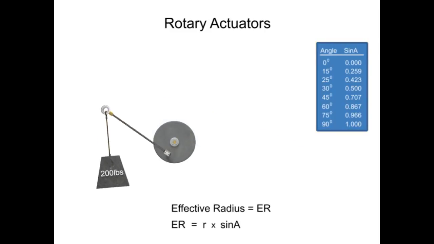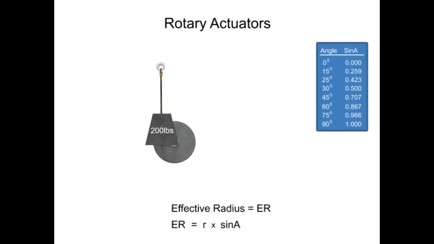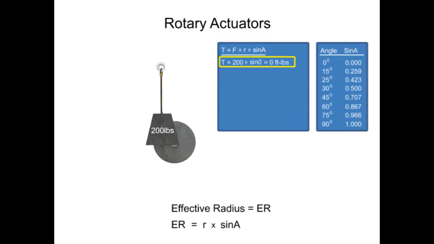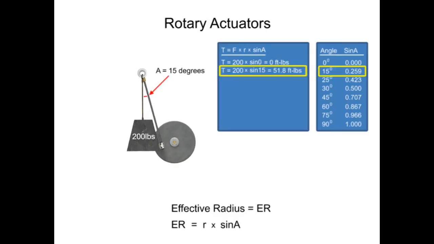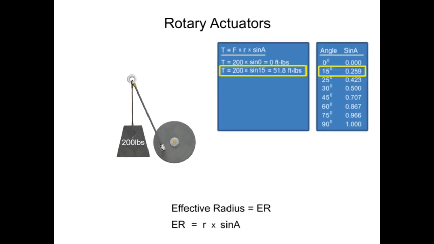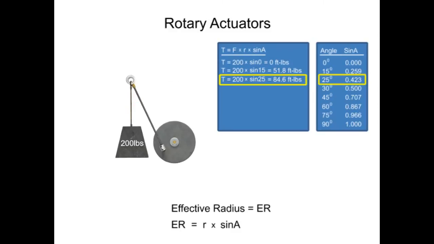When the lever arm is in the vertical position, the angle between the rope and lever arm is 0. The sine of angle 0 is also 0. Therefore, when the lever arm is vertical, the torque will be equal to 0. As an angle increases, the sine also increases, which will increase the torque.